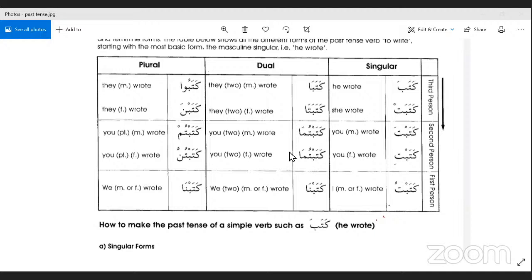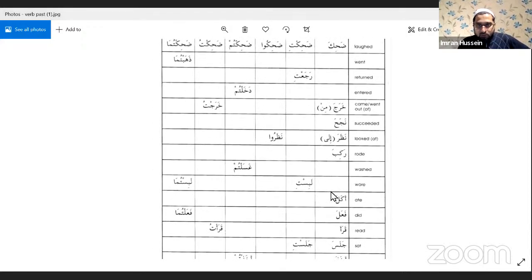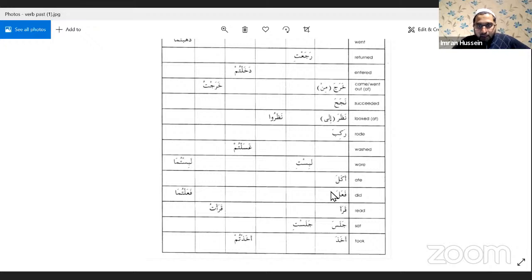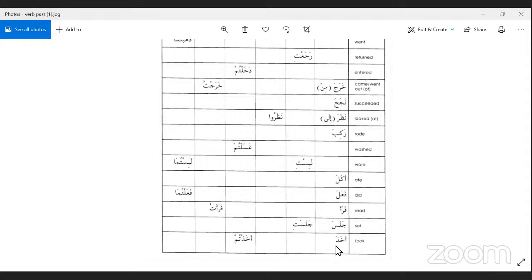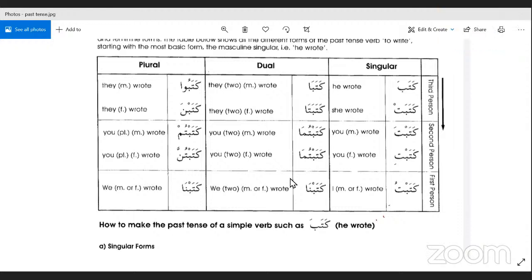Thank you. So let's choose the verb. Let's make the screen bigger so you can see the verbs. What would you like to choose from? Kharaja, najaha, nadara, rakiba, fa'ala, qara'a, jalasa, akhadha. Let's do jalasa. Jalasa comes from the same word which we use for majlis, the place where we sit. So jalasa is the verb itself.